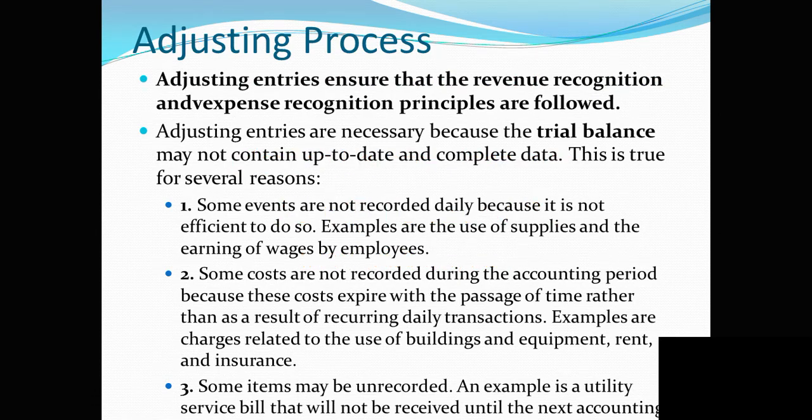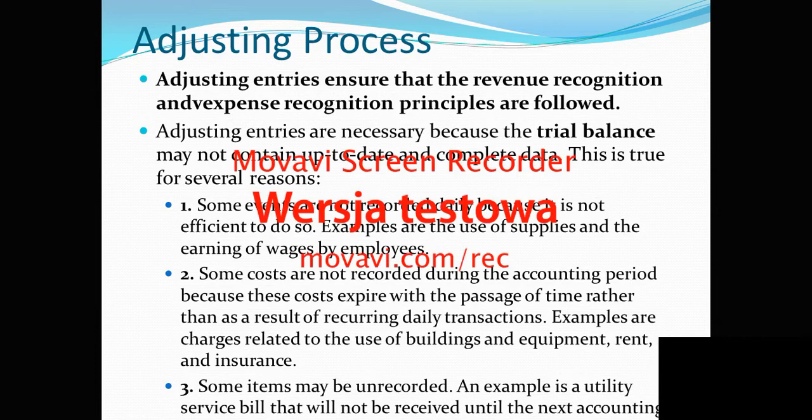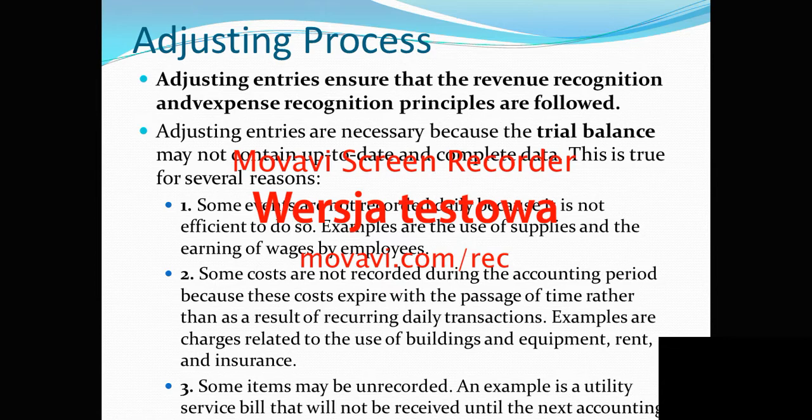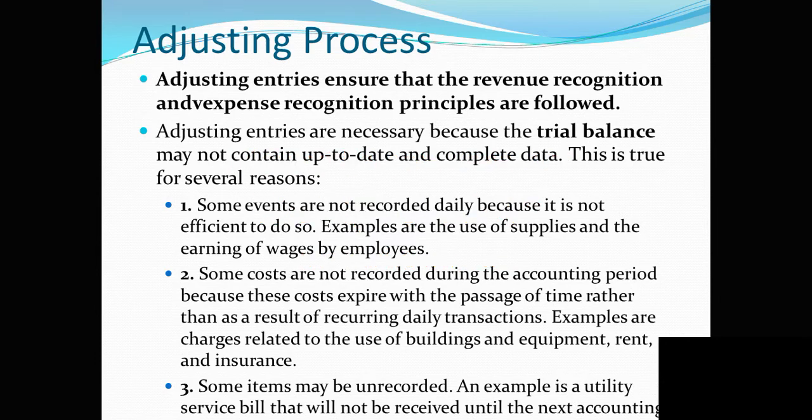So what is the adjusting process? Adjusting entries ensure that revenue recognition and expense recognition principles are followed. And adjusting entries are necessary because the trial balance may not contain up-to-date and complete data. This is true for several reasons. The trial balance that we've been preparing does not always show all the available information. We need to make adjustments in order to include all the necessary information from an accounting point of view.